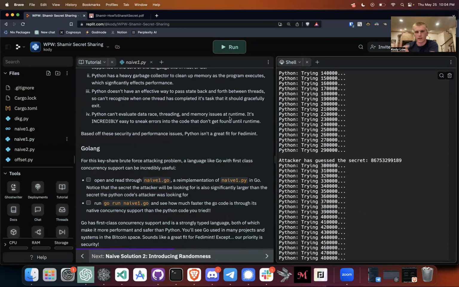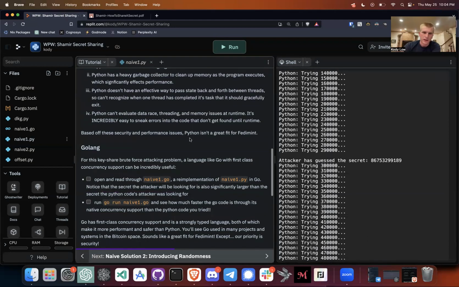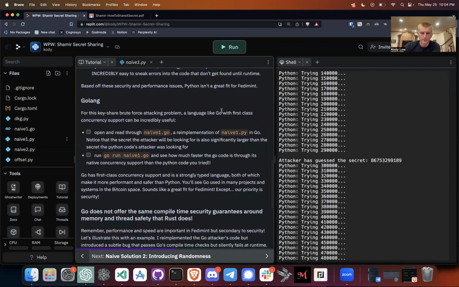There's no way in Python to pass state back and forth between threads. So we look at the thread over here, the attacker found the secret, but it couldn't communicate that to the other threads to kill them off, so they didn't stop looking. There are ways around it, but I quickly implemented that.